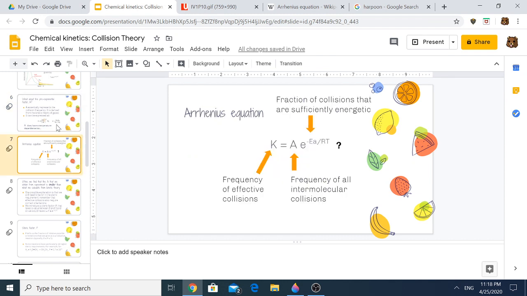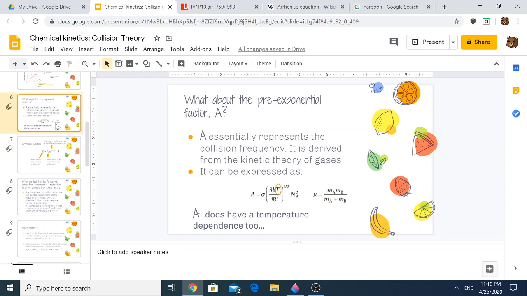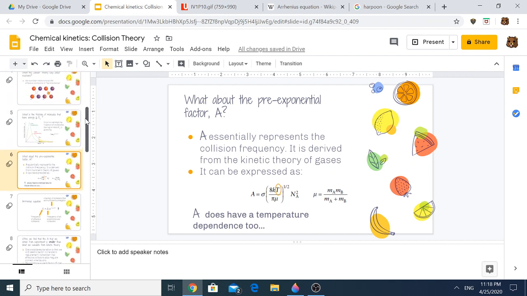I'll reiterate this in the next slide. So let's go to the next slide first. Sorry about this jumping around.